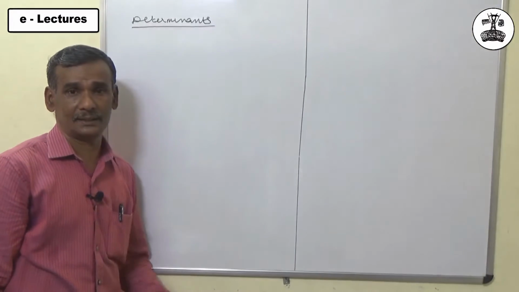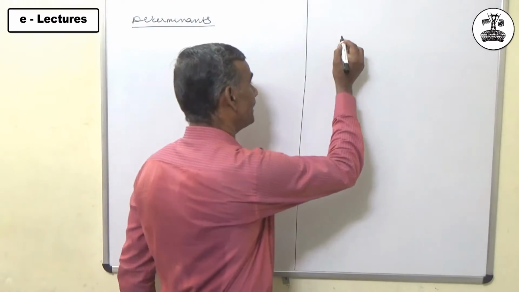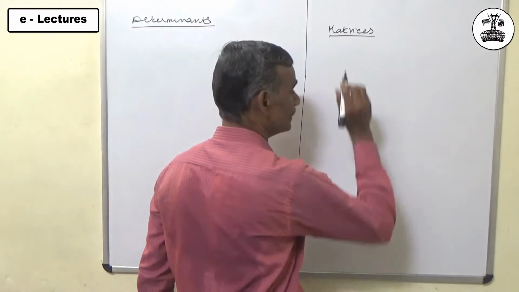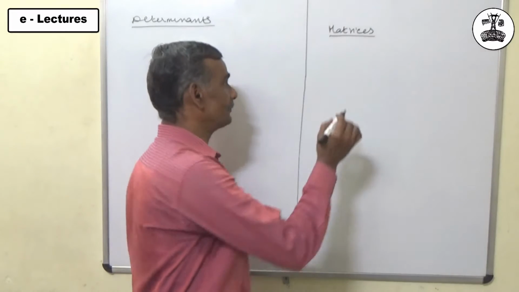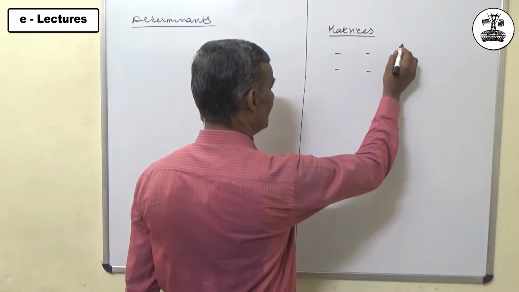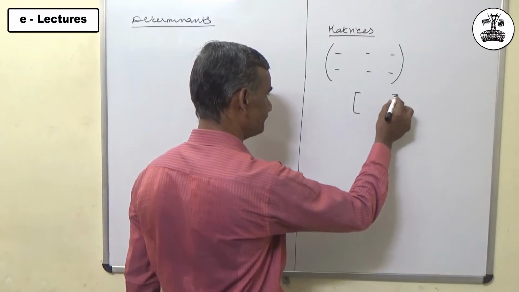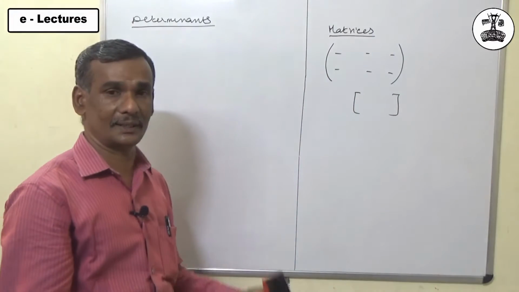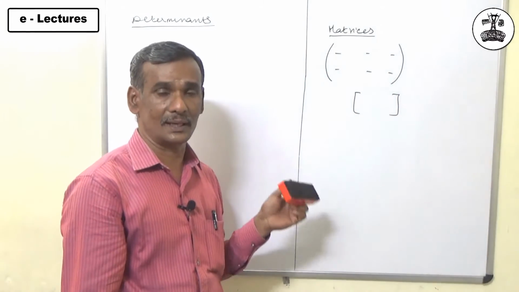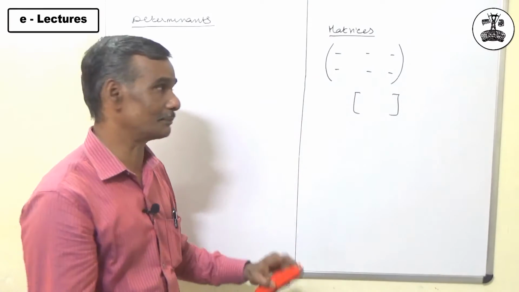Before going to see determinants, first we have to have some idea about matrices. A matrix is a rectangular array of numbers or entries arranged in rows and columns enclosed within parenthesis, bracket or square bracket.